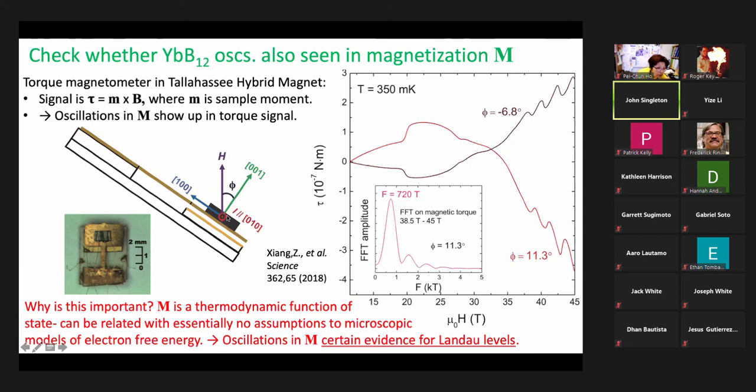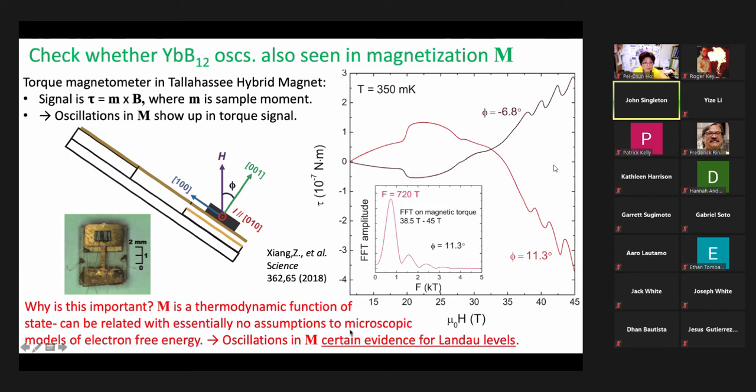And as the sample experiences different forces, which are given by its magnetic moment crossed with the magnetic field, it goes up and down, and that varies the capacitance. So you can make quite a good measurement of magnetization using this. Why is it important to look at magnetization? Well, magnetization is a thermodynamic function of state. That means with essentially no assumptions, you can relate it to the microscopic electronic free energy. So if you see stuff in the magnetization, then it's got to be a real effect of the electronic energy levels.